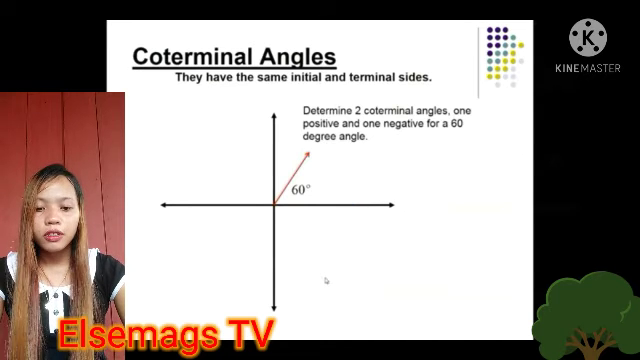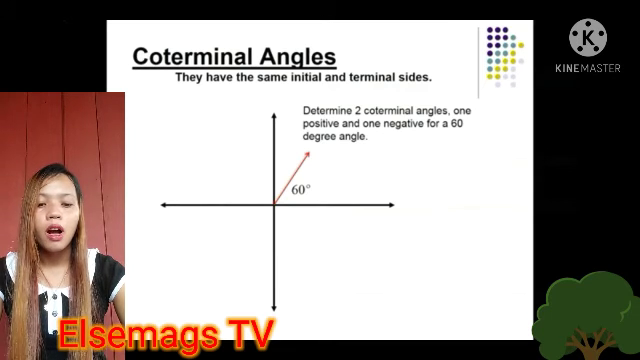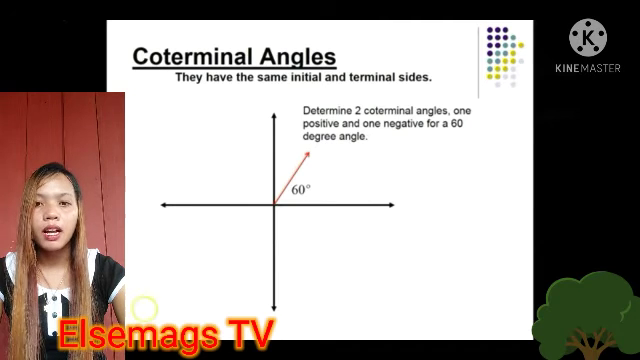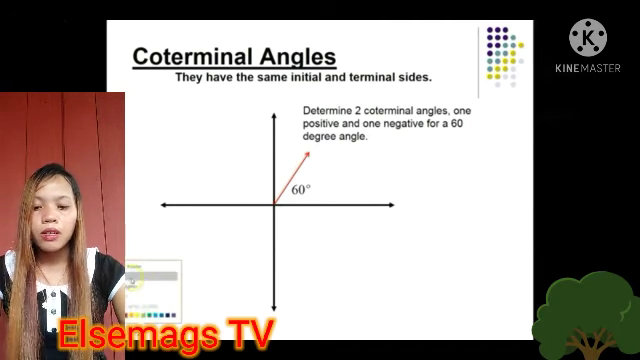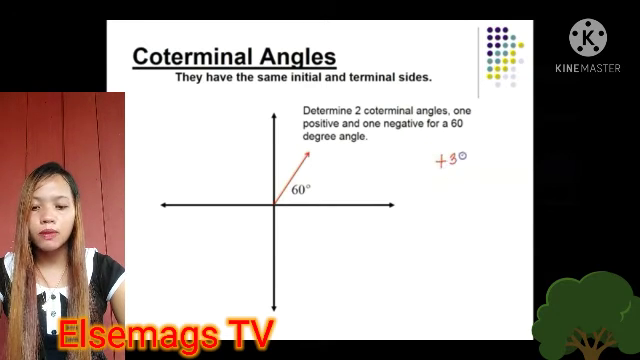Coterminal angles. Coterminal angles have the same initial side and terminal side. So now, how will you determine the two coterminal angles of 60 degrees? One coterminal angle will be positive and the other will be negative. Just remember, to get the two coterminal angles, first you add positive 360 degrees, and for the negative, you subtract 360 degrees. Therefore, for 60 degrees, we have 420 degrees and negative 300 degrees.